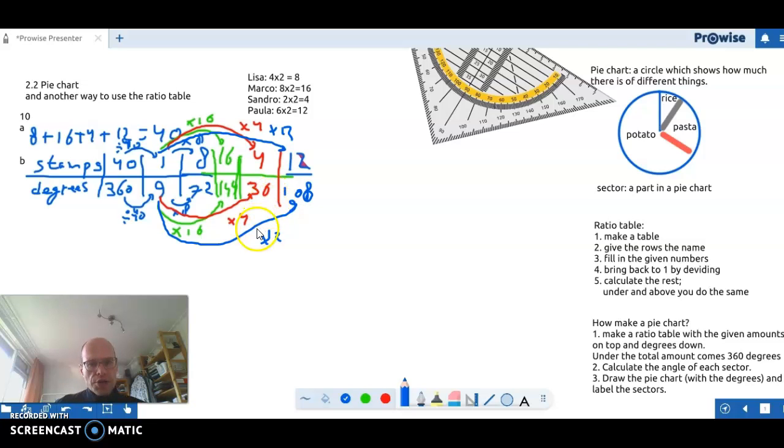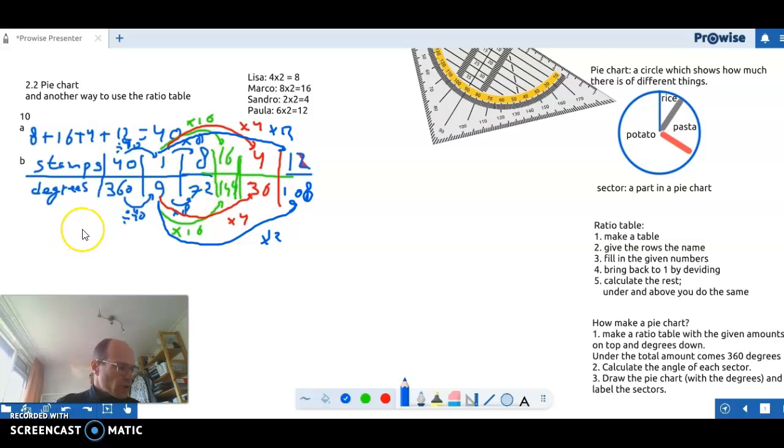Okay. As you can see, it becomes a very, very big table. So I've made a mistake of not having enough space, especially on the top. So make sure you have enough space so you don't mix it up.